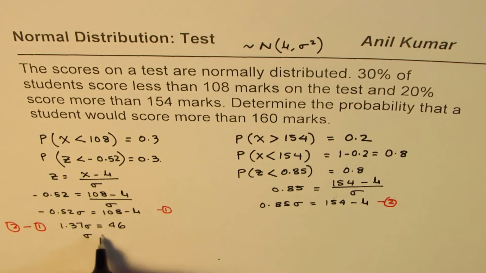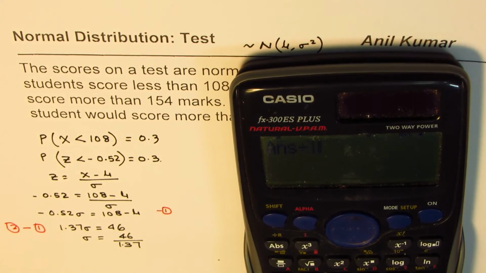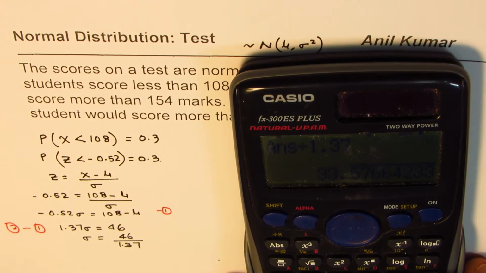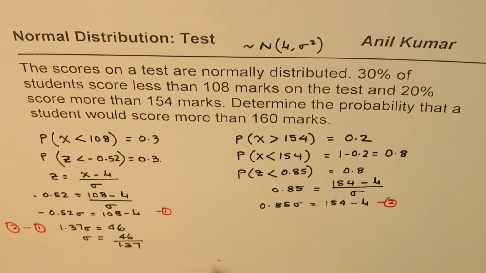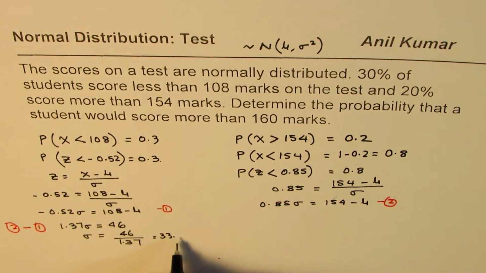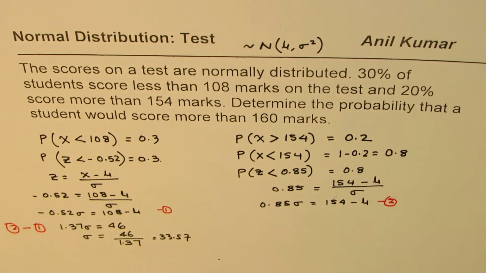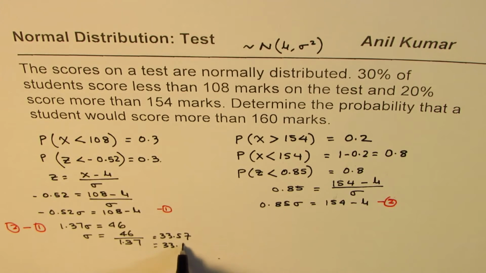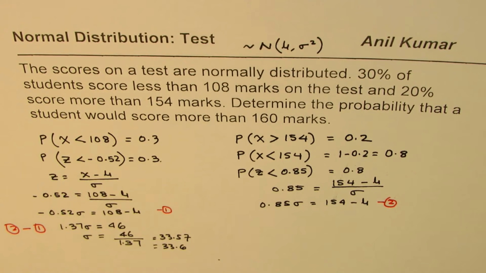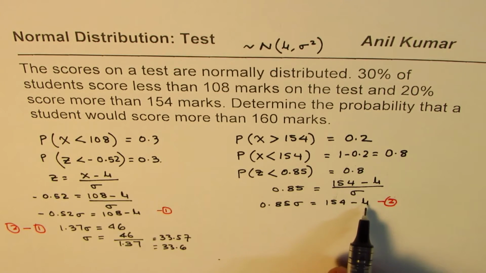From here, we get the value of sigma, which is 46 divided by 1.37, correct? So we'll divide 46 by 1.37. That gives us, in decimals, 33.57, okay? So 33.57 becomes the value of sigma. That is how we find the value of sigma in this particular case. You could round it to, let us say, 33.6. Once you know the value of sigma, you can place it and find the mean, right?